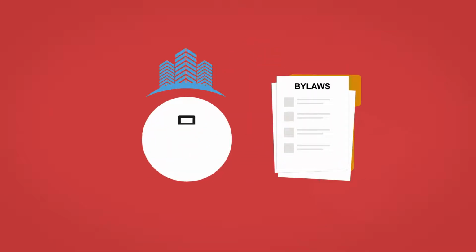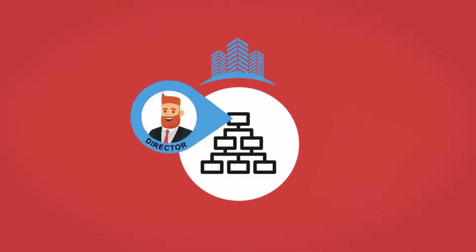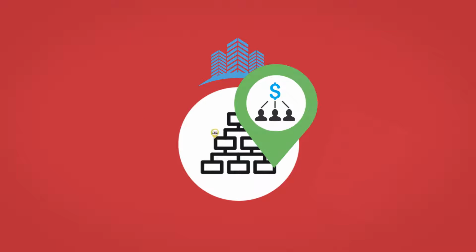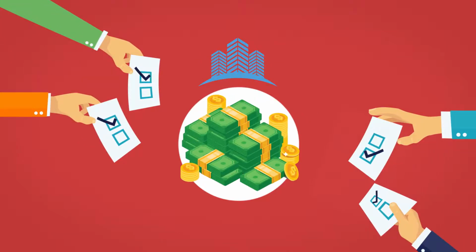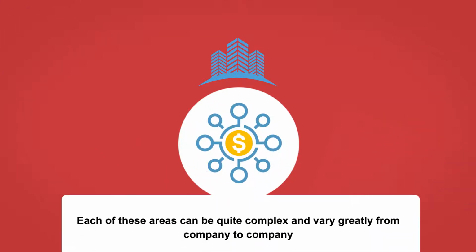Bylaws detail the internal working procedures of a corporation. While they can differ by company, bylaws typically address the most important aspects of corporate operations. These include the election and functions of directors and corporate officers, the procedures for shareholder and board meetings, how shareholder voting is conducted, as well as the capital structure of the corporation and methods of fiscal accounting. Each of these areas can be quite complex and vary greatly from company to company.